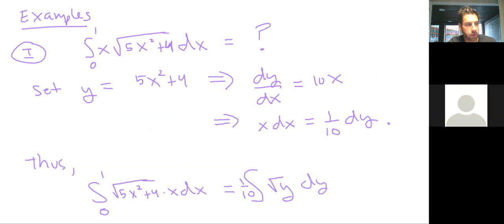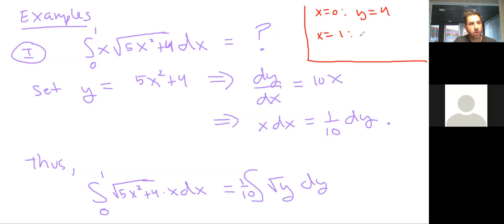So I'm going to change colors so that it's very clear what I'm doing. So up here, let's say to ourselves, if x equals 0, what is y? If x equals 0, y equals 4. And then if x equals 1, what is y? y equals 9. Which means my new bounds for y are 4 to 9.